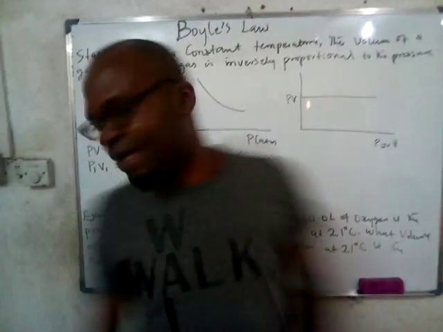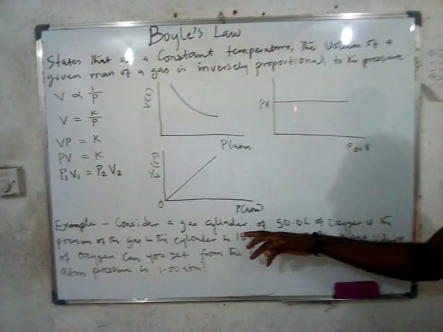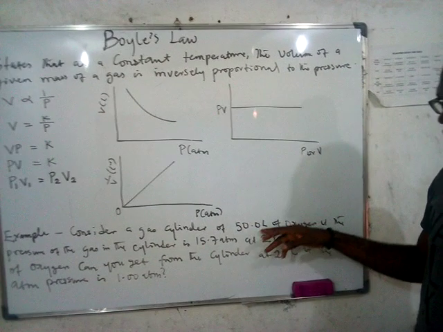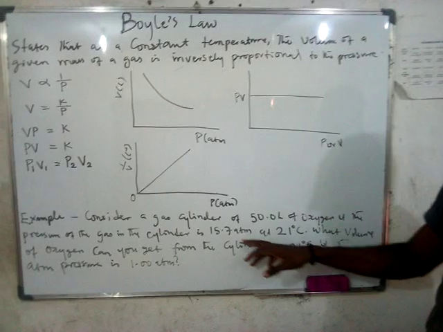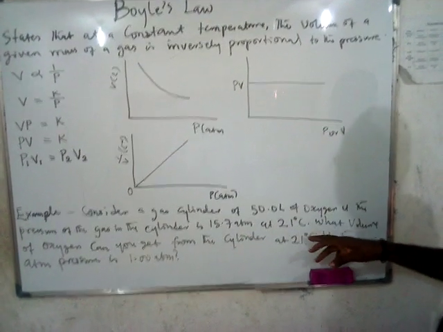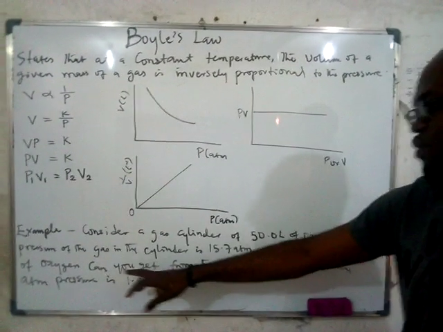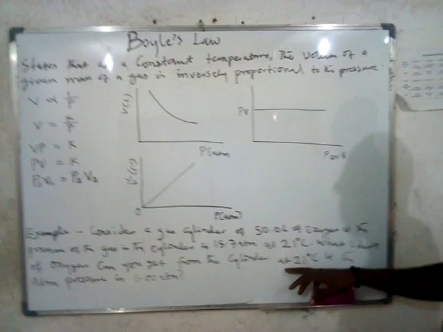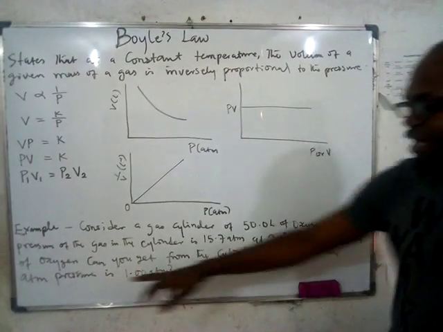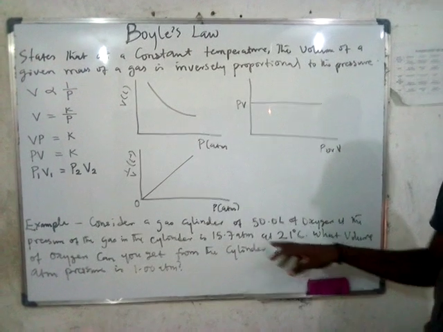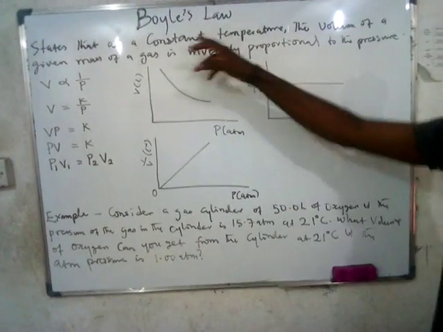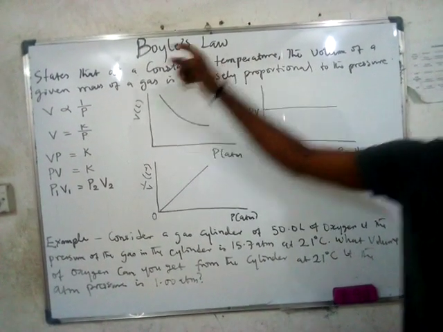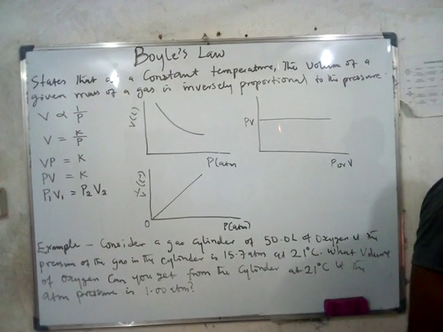Now we're going to take an example. Consider a gas cylinder of 50 liters of oxygen. If the pressure of the gas is 15.7 atm at 21 degrees Celsius, what volume can the oxygen get from the cylinder at 21 degrees Celsius if the pressure is 1 atm? You see that the two temperatures are constant. When you have constant temperature, we are talking about what law?